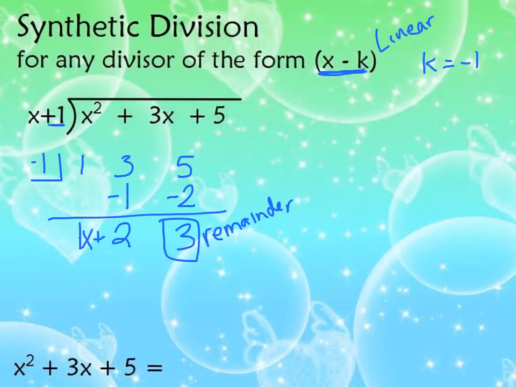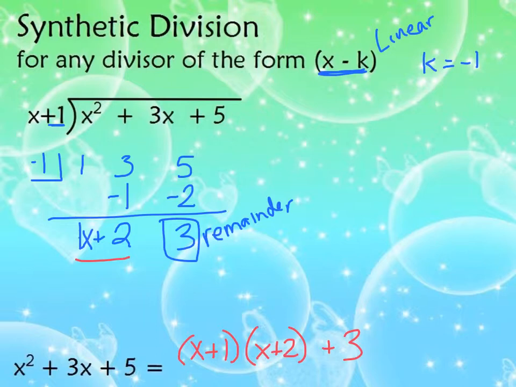So what I end up with then is I'd say that x squared plus 3x plus 5 is equal to, and then we write the factor that we divided by. You multiply it by your result. Remember, this would be the result, the x plus 2, and then you add in your remainder.